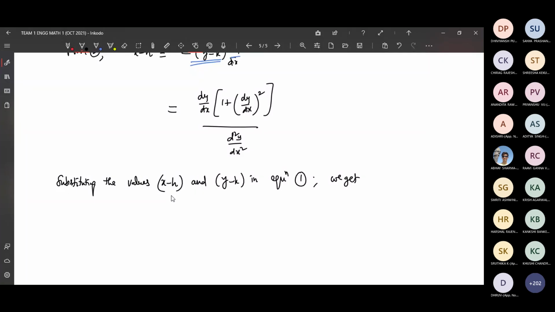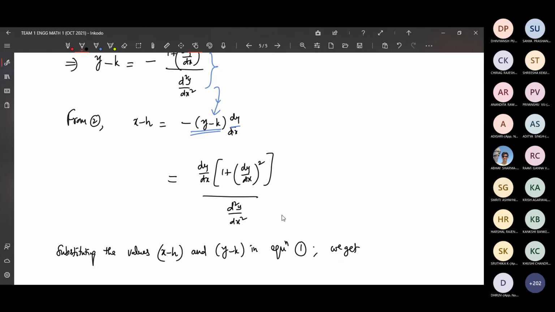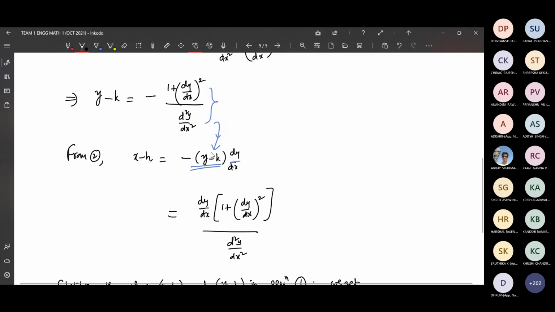Sir, the above equation, where did the minus go? Minus? No, here y minus k has minus before. Oh yes. Here x minus h also starts with a minus of y minus k. So when you are substituting y minus k here, minus of minus, that is plus. Yes, sir.